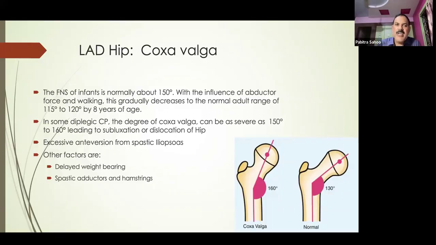A normal child is born with coxa valga. The neck shaft angle is around 150 degrees. But with the influence of abductor force and walking, this gradually decreases to a normal adult range of around 115 to 120 degrees by 8 years of age. In some diplegics, the degree of coxa valga can be as severe as 150 to 160 degrees, leading to subluxation or dislocation of the hip joint.